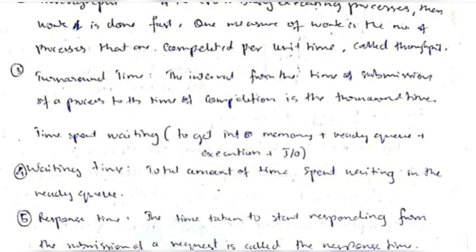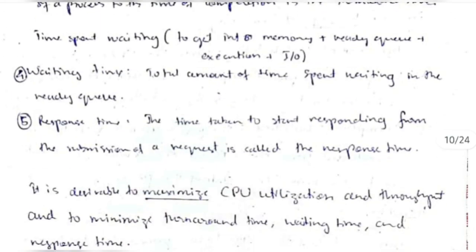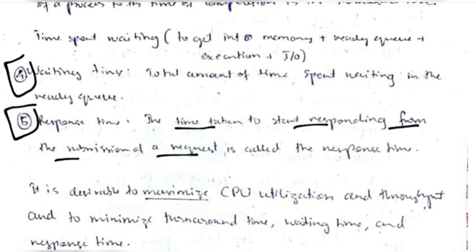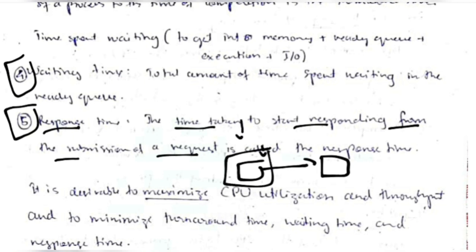And the waiting time and the response time are the times which are spent in waiting, and the response time is the time taken to start responding from the submission of a request. So suppose that the user has entered some value and the value is getting displayed on the screen. The time taken to display the value from the time of the input is nothing but the response time. That means after giving the input, how much time the system takes to respond to that input, okay.